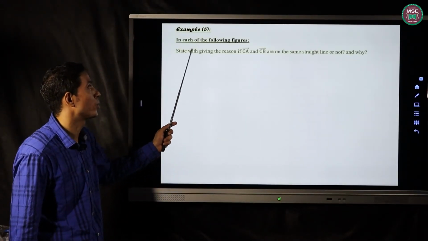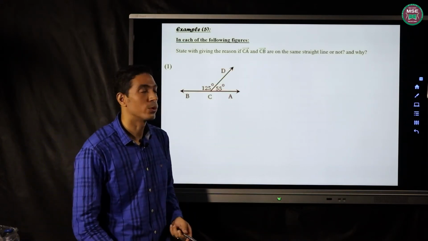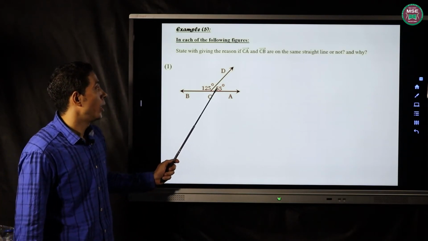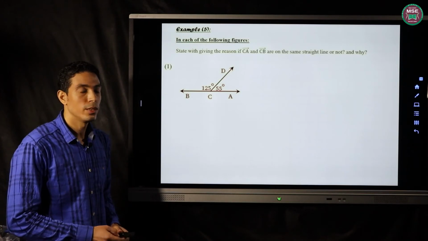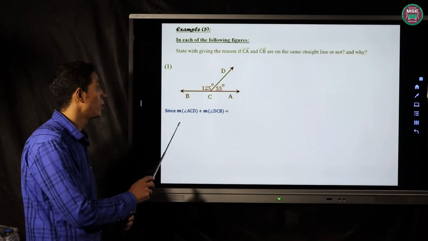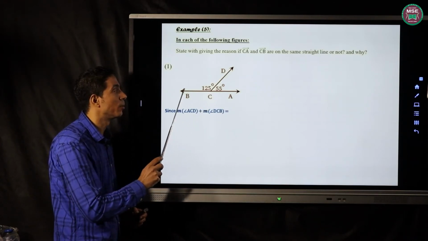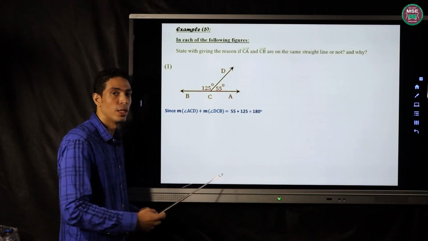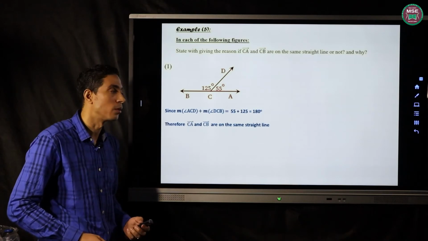Example number 5. In each of the following, state with reason if CA and CB are on the same straight line or not. If the sum of these two angles equals 180, then CA and CB are on the same straight line. Since the measure of angle ACD plus the measure of angle DCB equals 125 plus 55 equals 180, therefore CA and CB are on the same straight line.